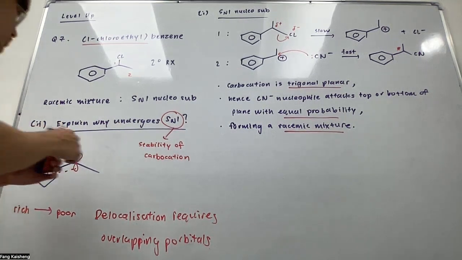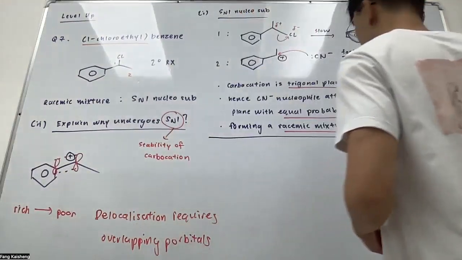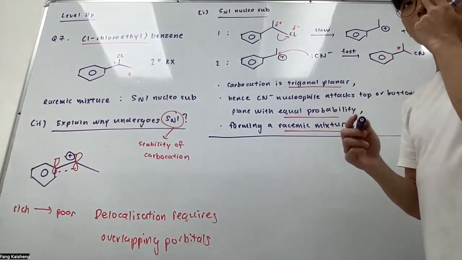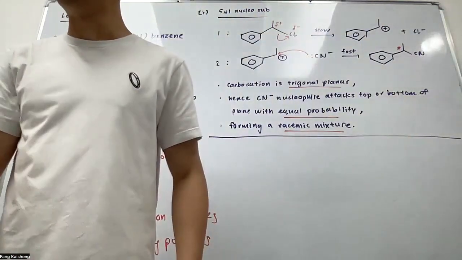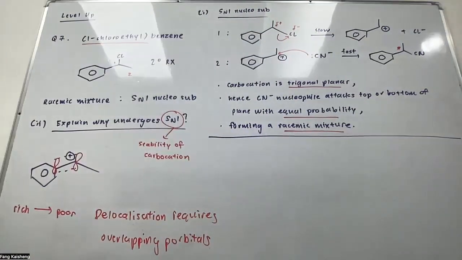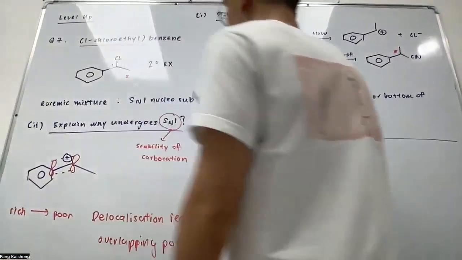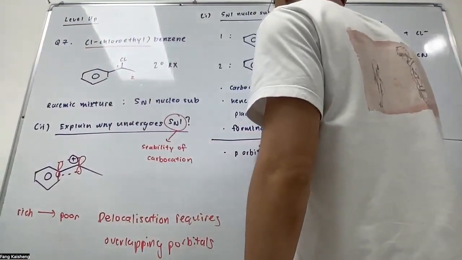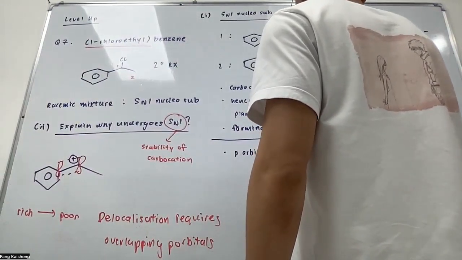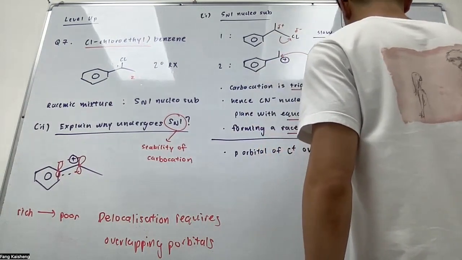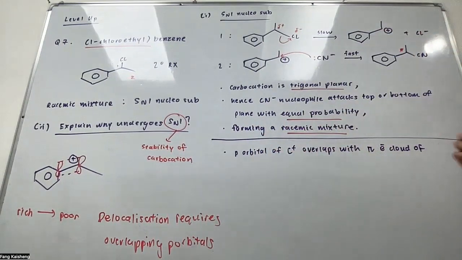Okay, so then that's your whole explanation? What do you mean, what are they talking about? It's 7A part 2. Okay, take a look. First you must tell me the p orbital of the positively charged carbon overlaps with the pi electron cloud of benzene.